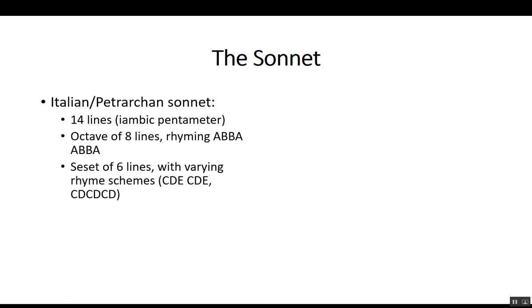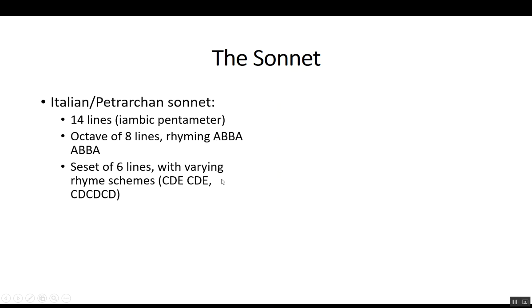set of 6 lines which have varying rhyme patterns, but they can often be C D E C D E or even C D C D C D. There are other variations, but the key way to tell a Petrarchan or an Italian sonnet is you've got an octave of 8 lines that generally rhymes A, B, B, A, A, B, B, A.